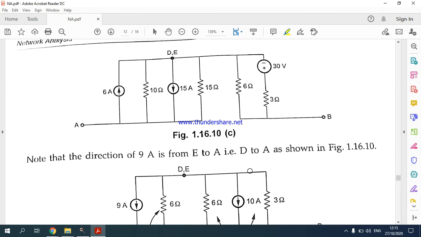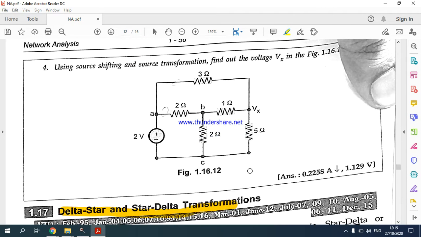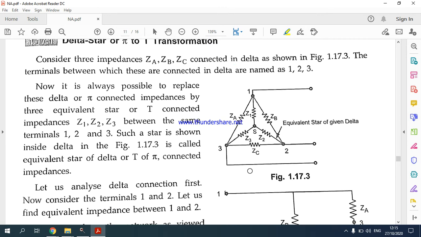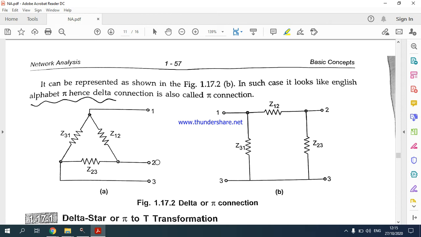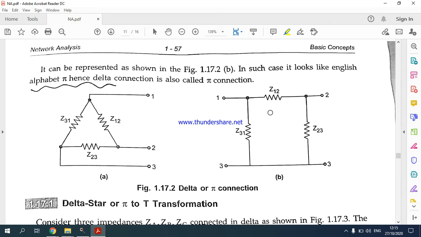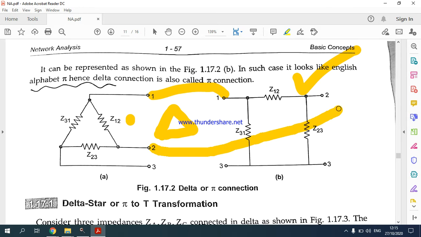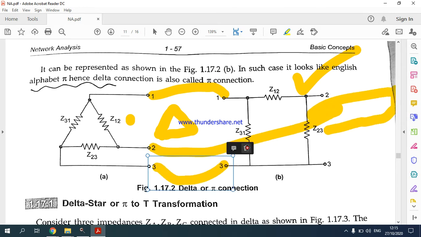Next we'll see what is the delta connection. Fine. This is a symbol of delta or pi connection. You can call this the symbol of delta. This is nothing but this one. And this same thing can be redrawn like this. Means one will be drawn here. This same one will be present here. Same two will be drawn here. Next same three will be present here.